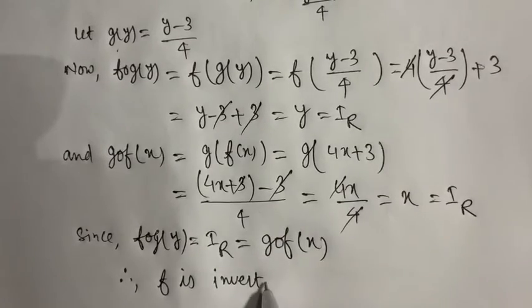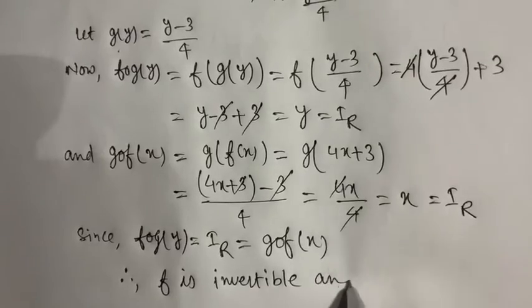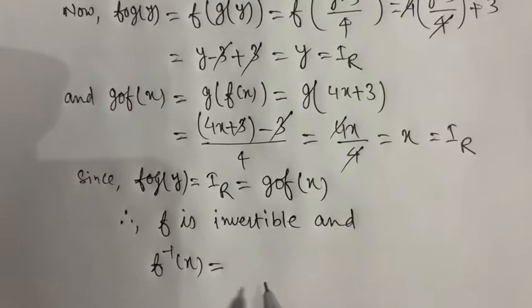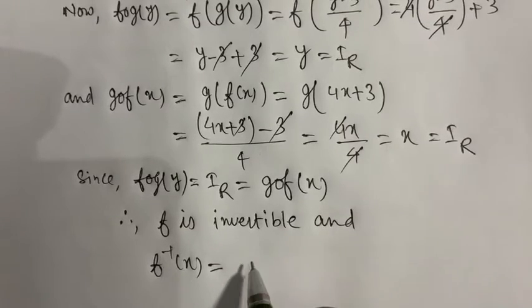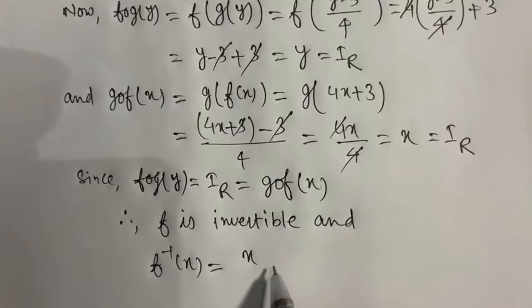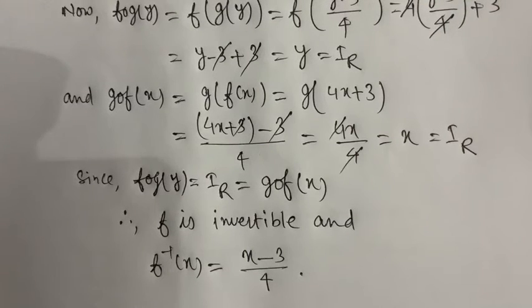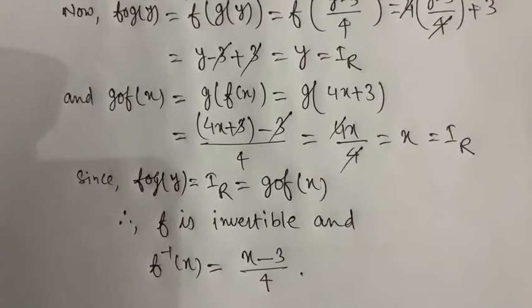f is invertible, and f inverse is equal to f inverse of x. If we need to write, then f inverse of x will be (x minus 3) by 4, which we can obtain by putting x in place of y in the expression for g. So we have obtained f inverse. We have shown this function to be invertible, and we have obtained the inverse of f.